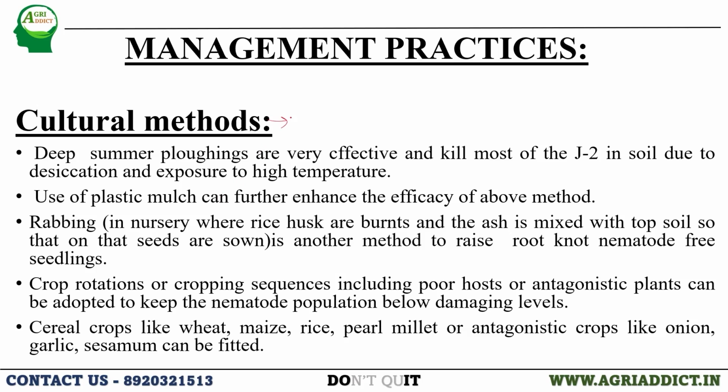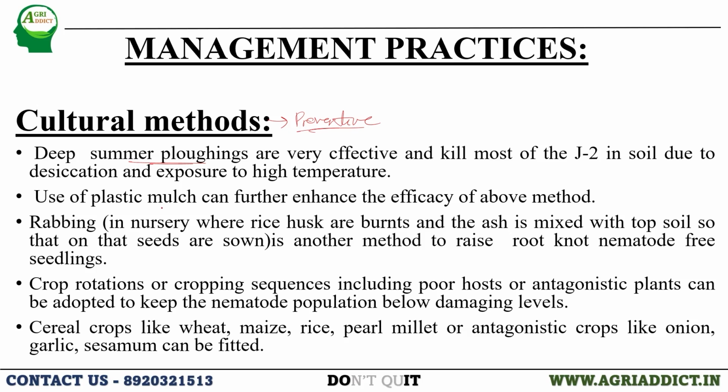These act like preventive measures. The first thing is deep summer plowing. Why is deep summer plowing carried out? Because the resting stage present in the soil will be exposed to the sunlight, where the extreme temperature will cause a condition known as desiccation, and thus death of such juveniles can be noticed.